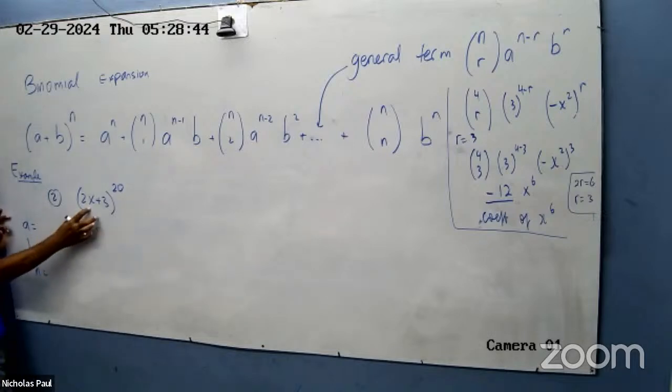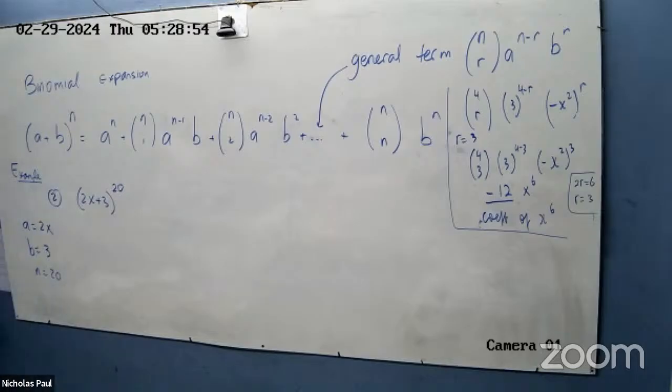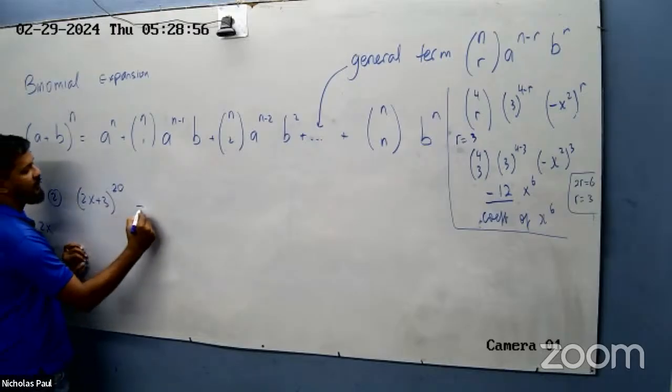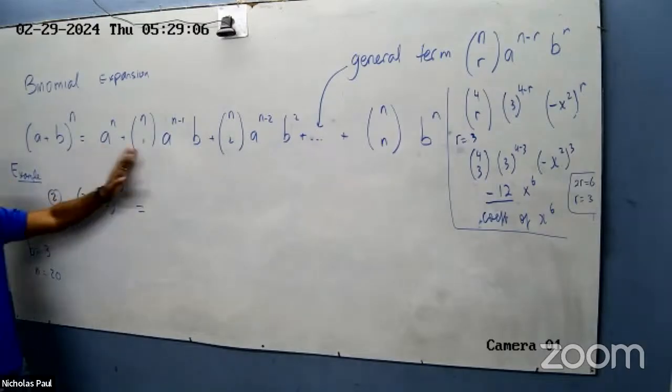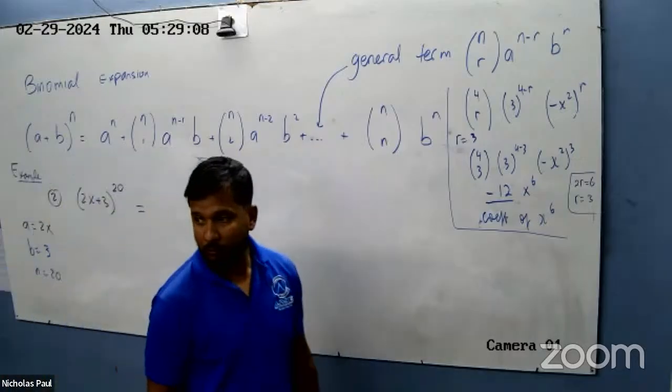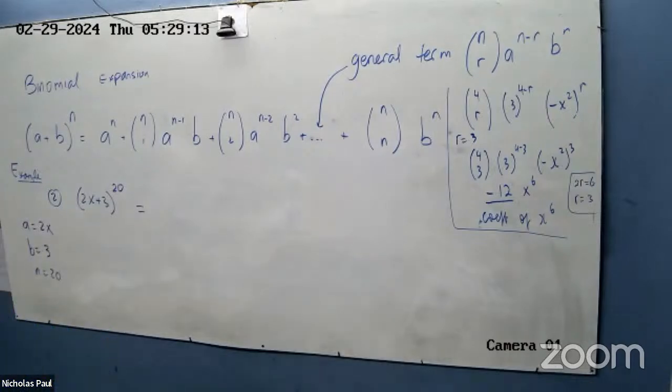Of course, you know what a is? a is 2x. You know what b is, and you know what n is. So just work out the first three terms of this expansion. Just write the first three terms with 2 to the power 20. I want to make sure you have the hang of using the formula. It's a very big value, so you don't have to work it out. Just leave it in the factorial form.